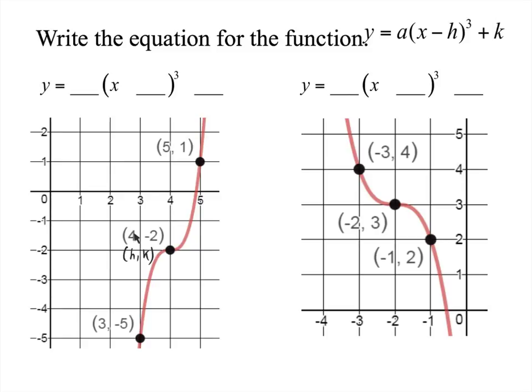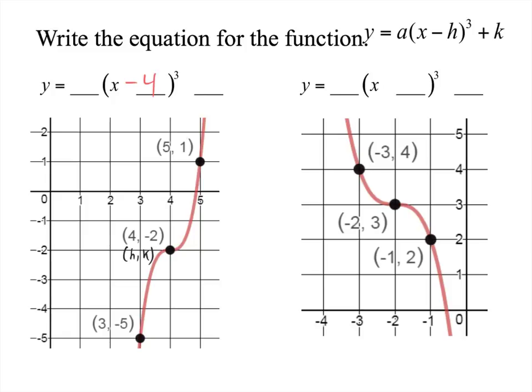So how did we shift left and right? We shifted right 4, but when you look at the function, doesn't the negative mean you do the opposite of that? So since this is a right 4, the opposite of right 4 would be negative 4. So I put a negative 4 right here. So this is going to be a negative 4, because I went right 4, which is the positive, I do the opposite.